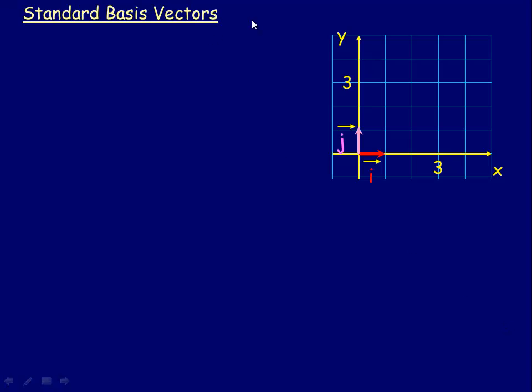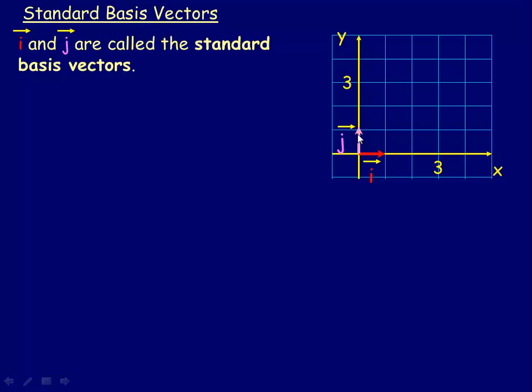Now a little bit about standard basis vectors on this page. And these are the standard basis vectors. They're 1 unit long in the direction of the positive x and y axis. i is the name for the standard basis vector in the direction of the positive x axis, and j is the one in the direction of the positive y axis. And they're each exactly 1 unit long.